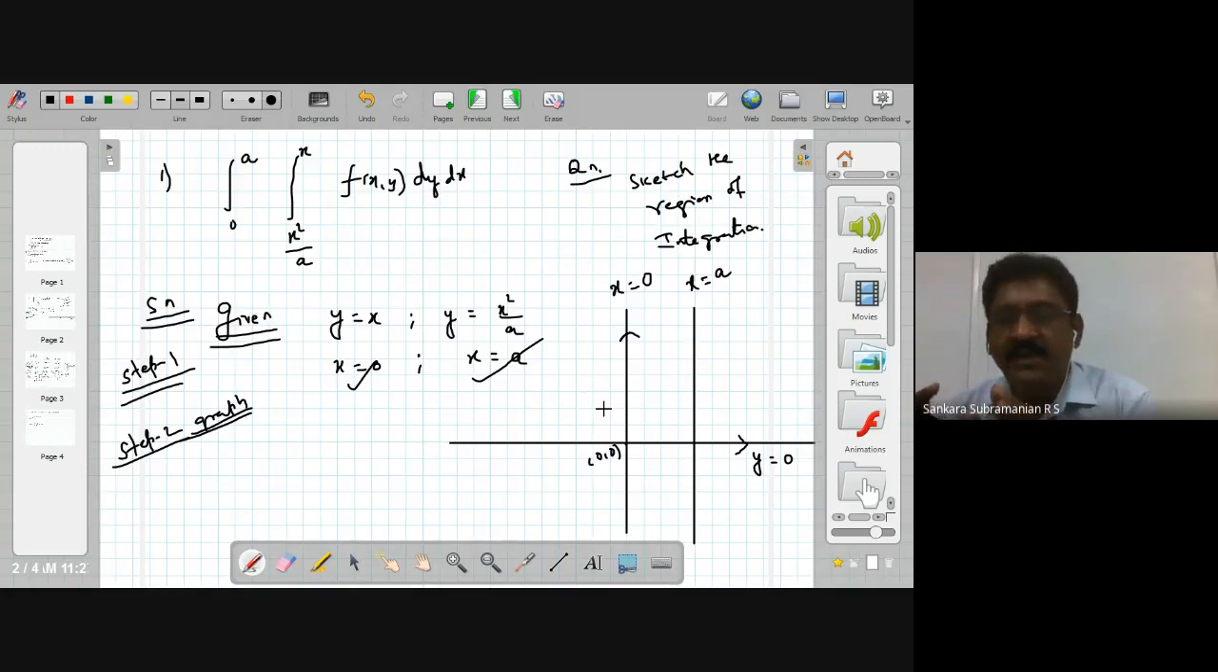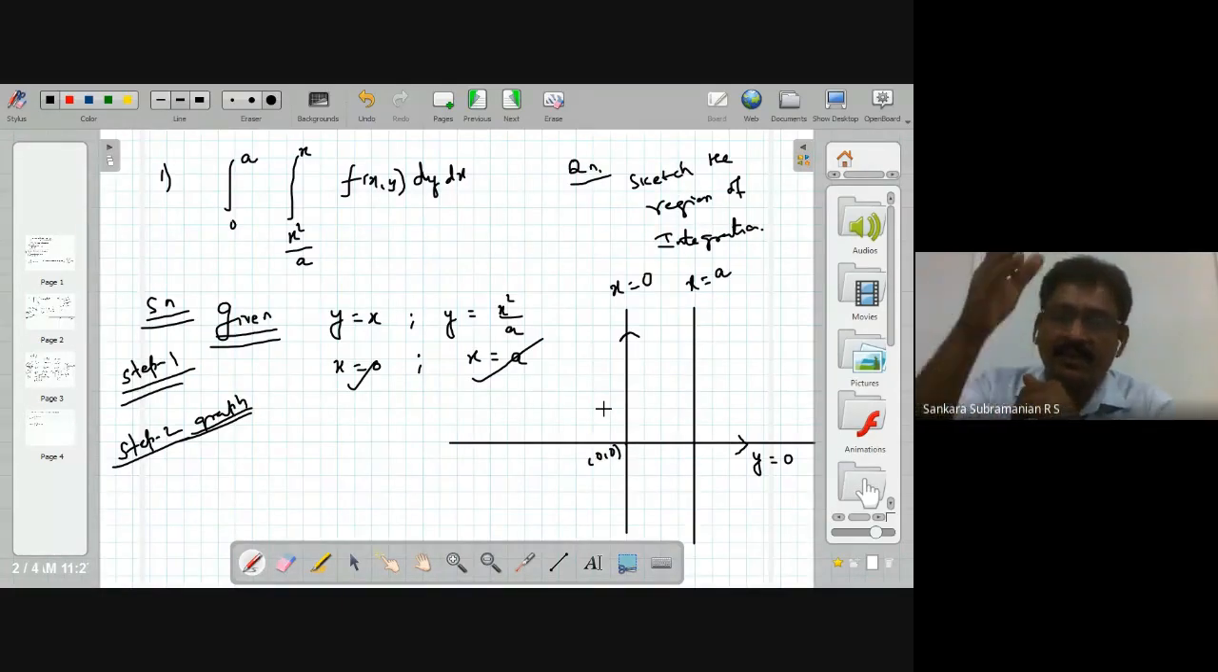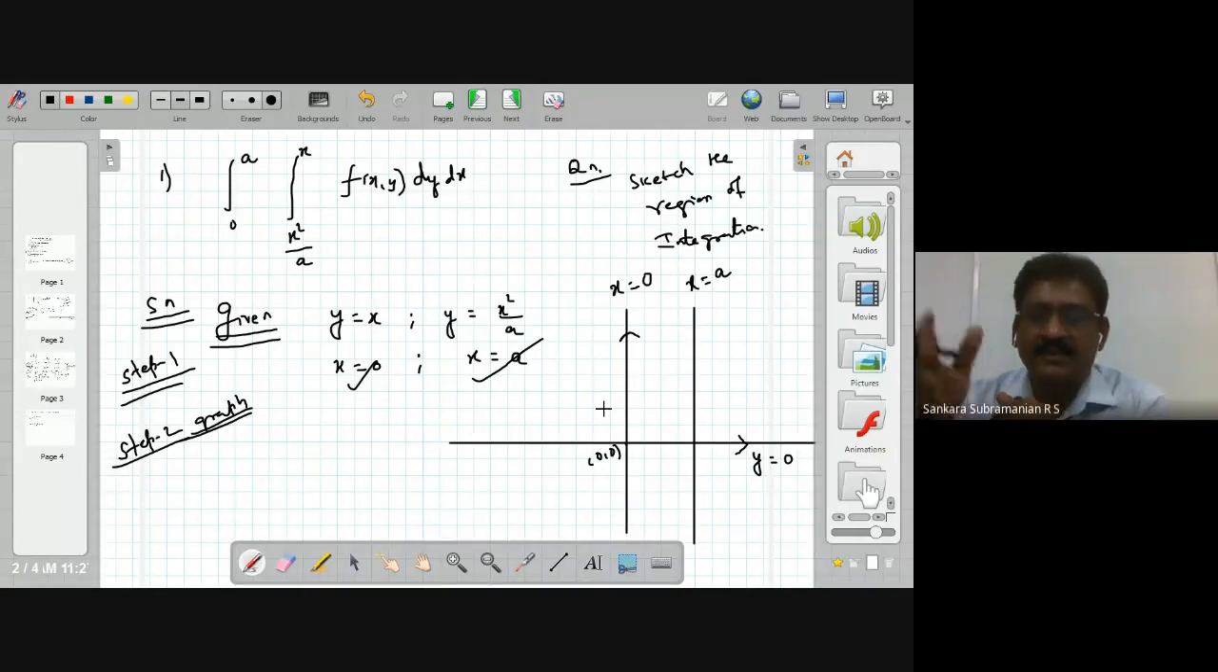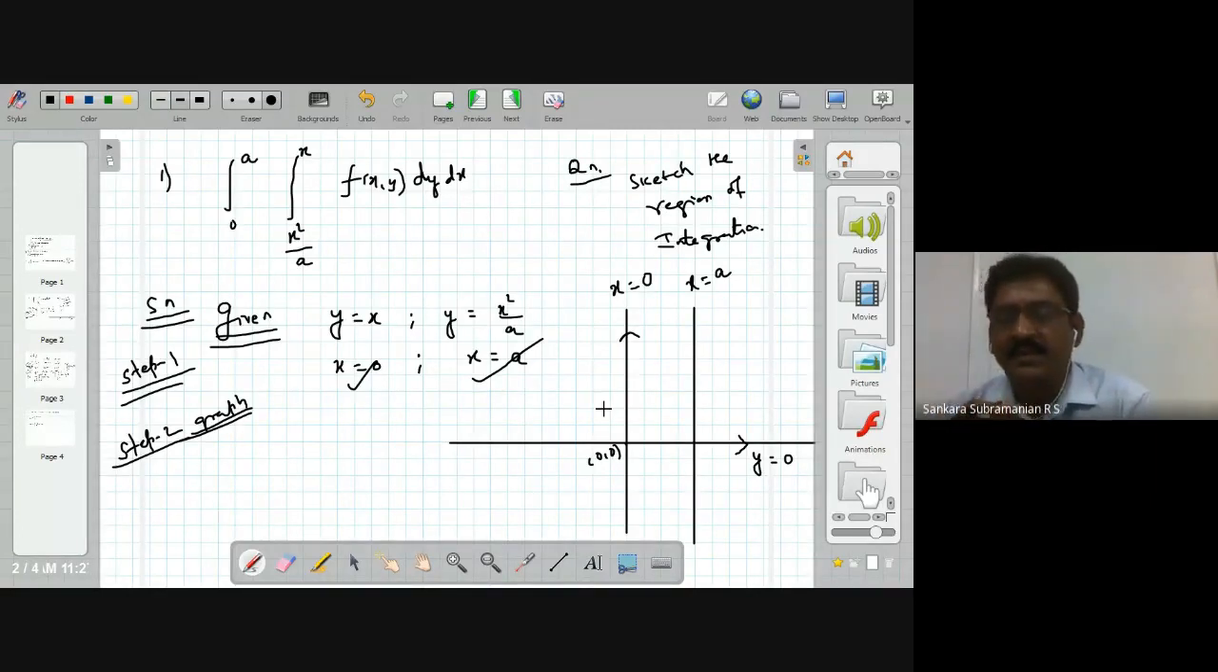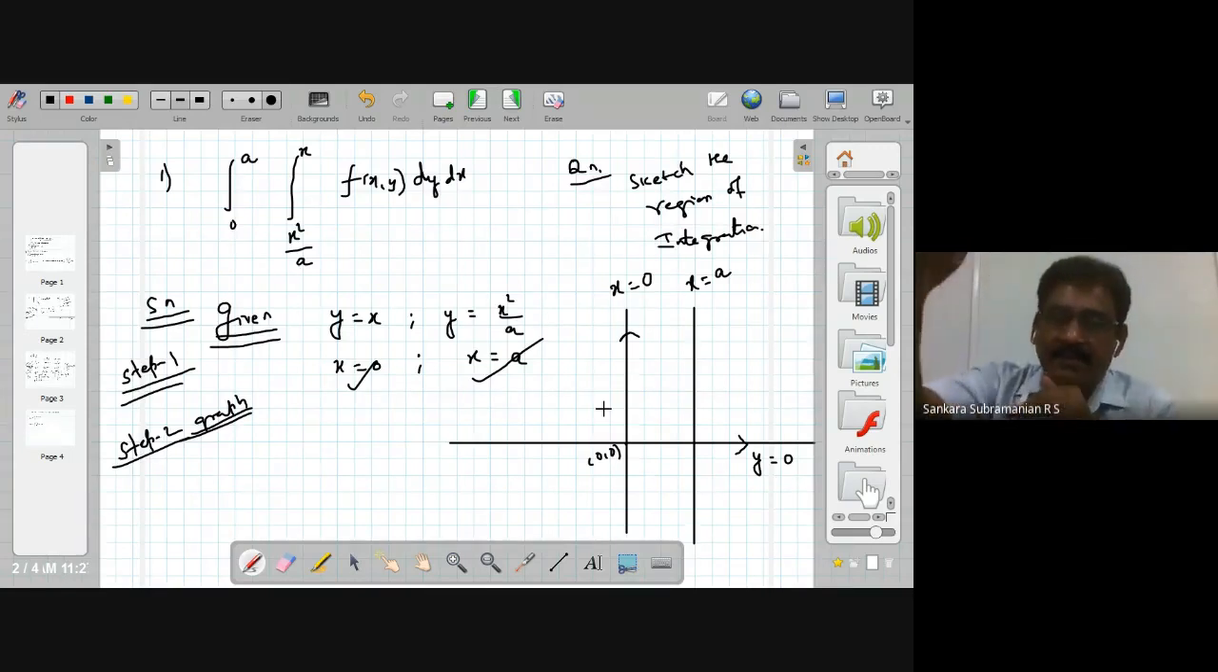x is equal to a is a straight line. All the lines x is equal to a are vertical. That will be parallel to the y axis or perpendicular to the x axis. It will be like this. Vice versa, y equal to 0 is the x axis. y equal to plus 4 will be above, parallel to the x axis. y equal to minus 4 will come below.